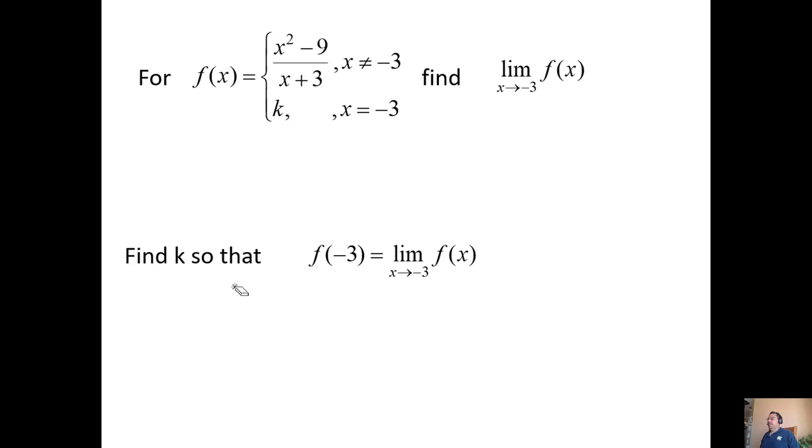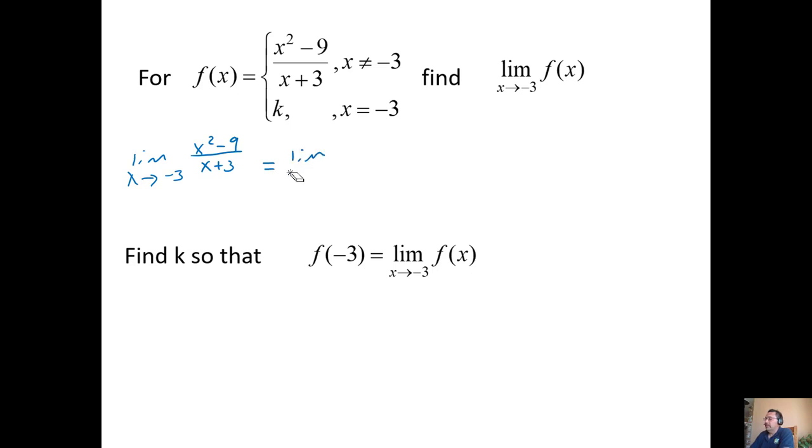So another piecewise defined function. Pause the video and find the limit as x goes to negative 3 of f of x. Okay, so if we look at this strictly algebraically, we want to find the limit as x goes to negative 3 of x squared minus 9 over x plus 3. First thing we do is plug it in. When we plug it in, we get 0 over 0.